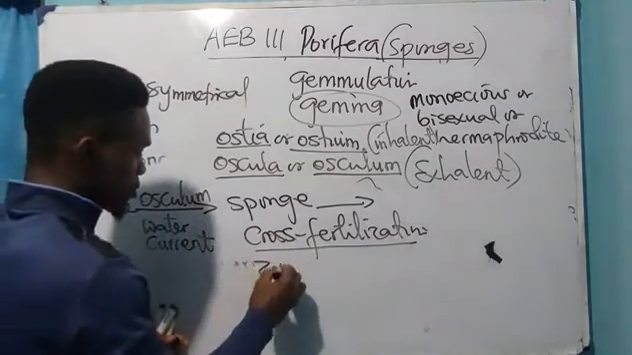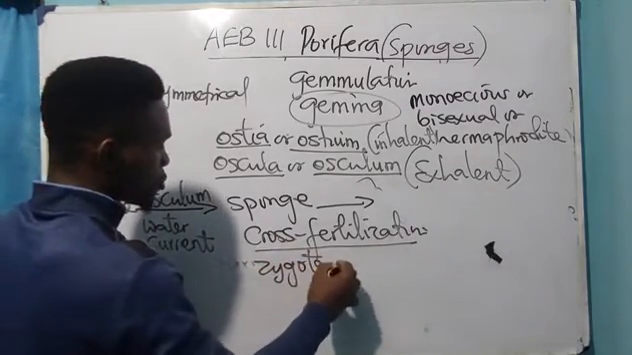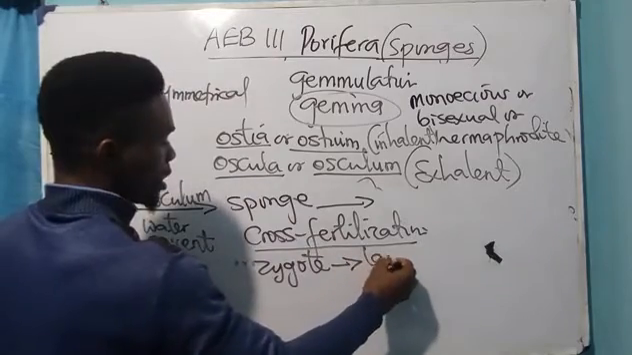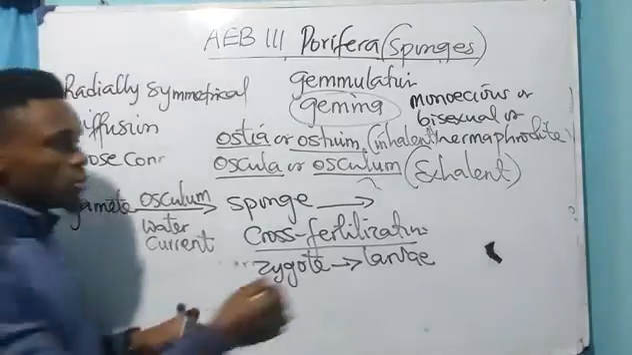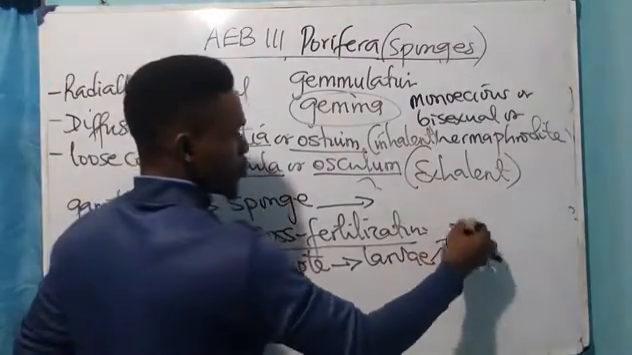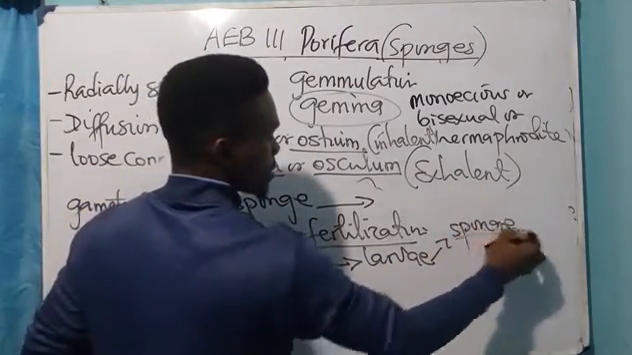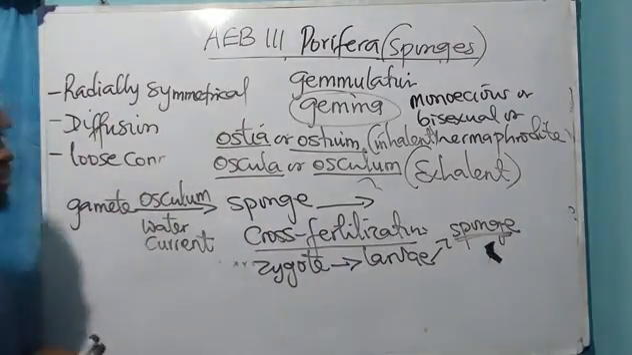Now this zygote will not develop to a larva. This larva, I said, is the amphiblastula larva. This larva will not become a new sponge. Alright? Take note of that. It is very, very important.